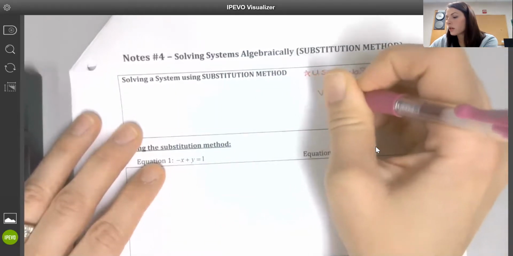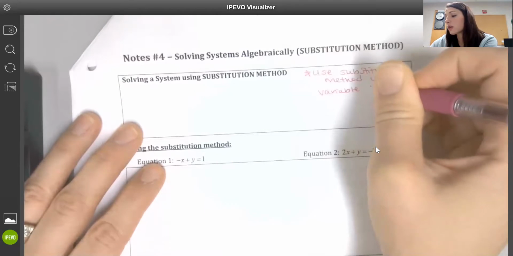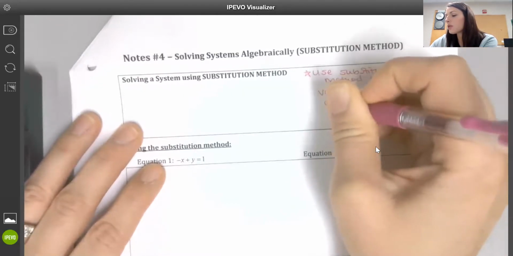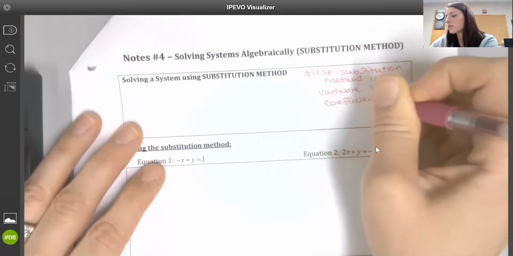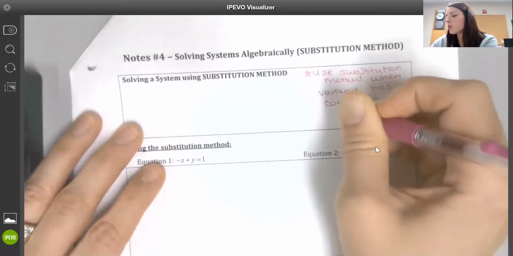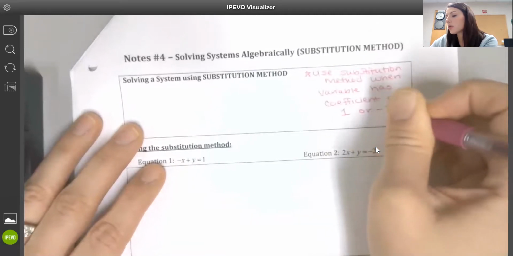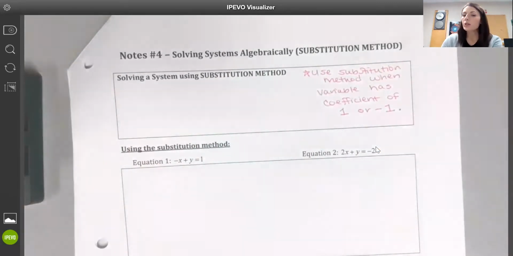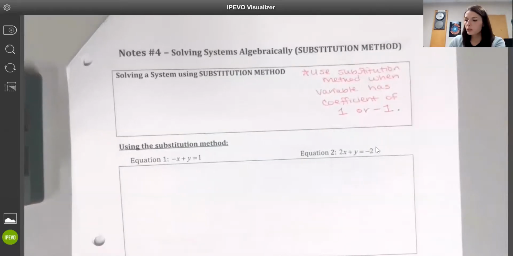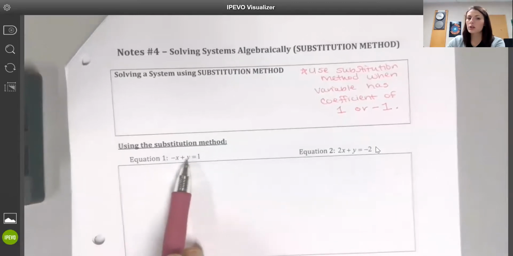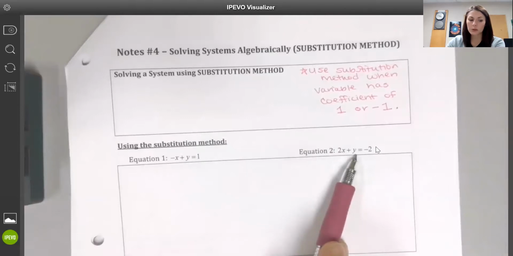when the variable, either X or Y, has a coefficient of 1 or -1. I don't really use it if they all have numbers. If it's like 2x plus 3y equals 7, then I wouldn't use substitution method, because using that method would create a whole bunch of fractions that I'd have to deal with. So really, this is only a method I would choose if, like here, I have just -1 or 1 for my coefficient for several of these variables.